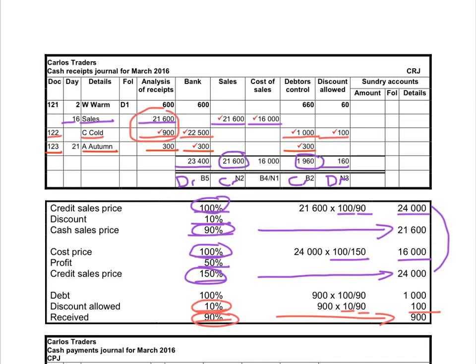For cost of sales, this amount is not included in another column, so it means that you have to do a double entry. You will debit cost of sales to increase the expense, and you will credit inventory to reduce the value of your inventory.